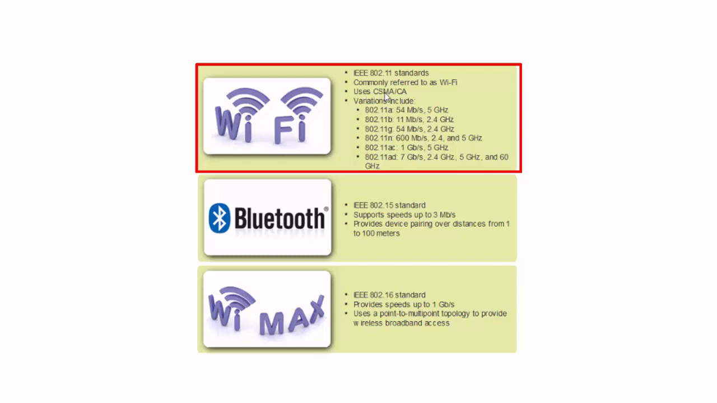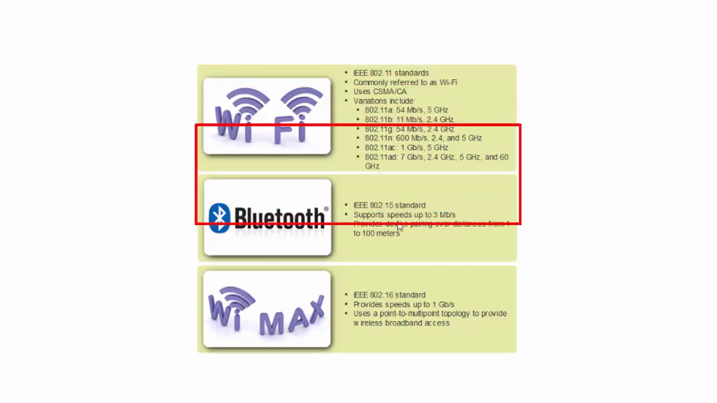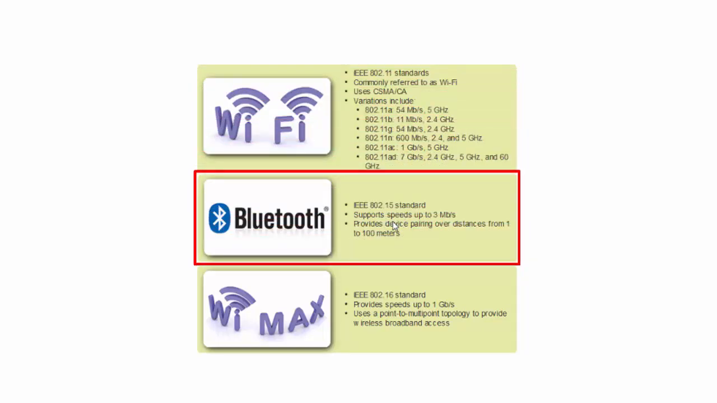Wi-Fi uses the technology of CSMA/CA, which we will talk about later, and there are different variations of 802.11 standards. 802.11a works in the 5 gigahertz range, and 802.11g works in the 2.4 gigahertz range, and then there are N and AC and so on. These variations of Wi-Fi technologies have different characteristics from what we call Bluetooth technologies, or 802.15, which supports short distance communication up to 3 megabits per second.